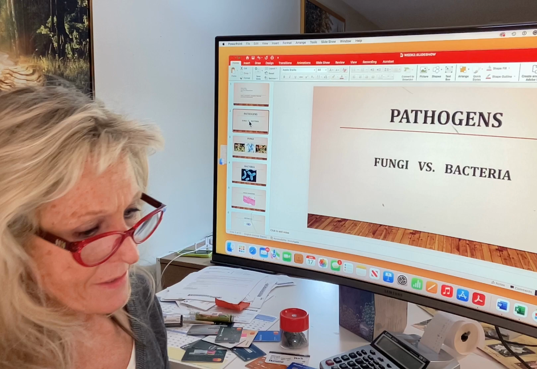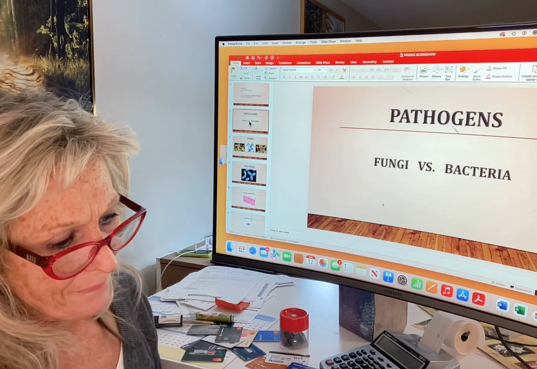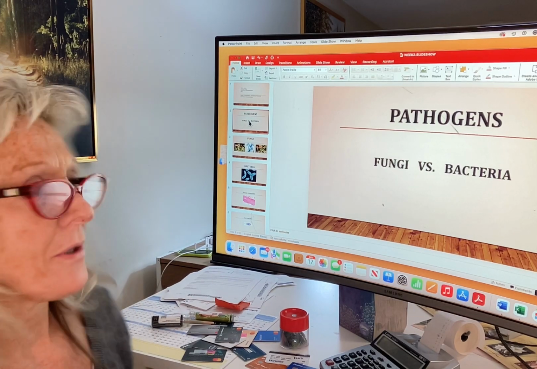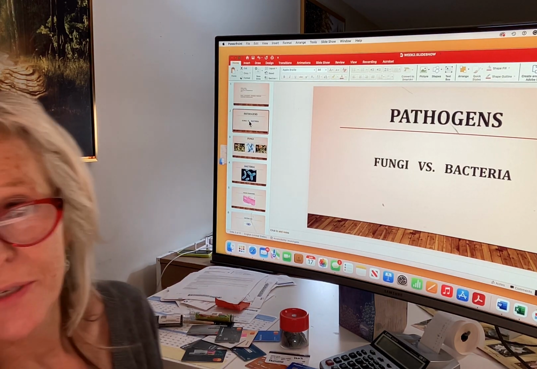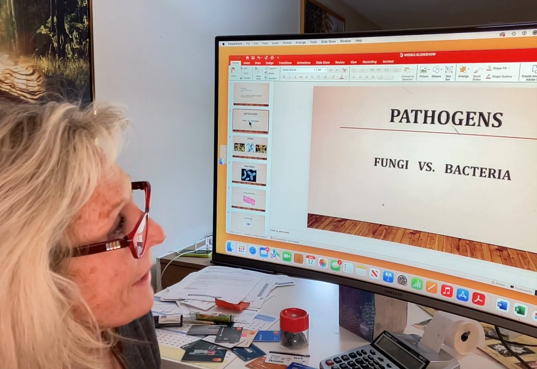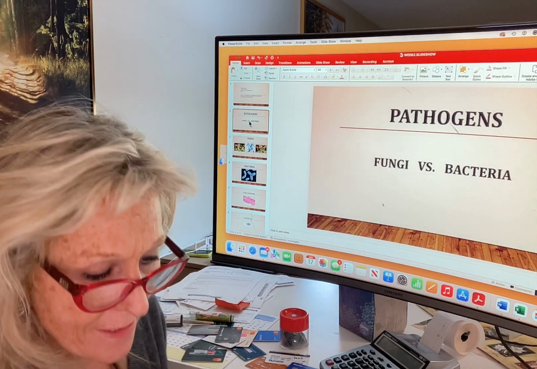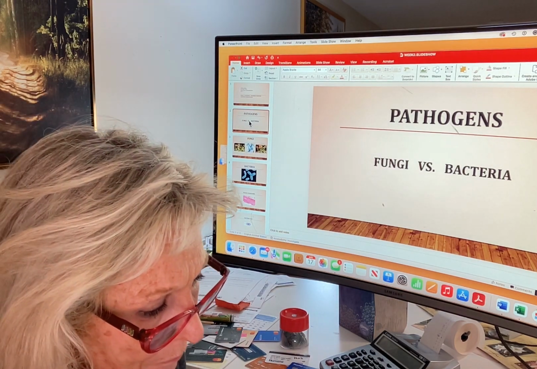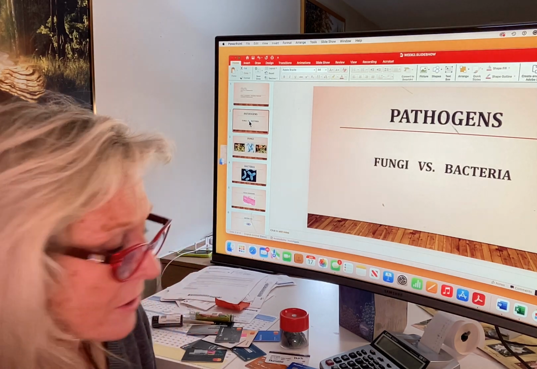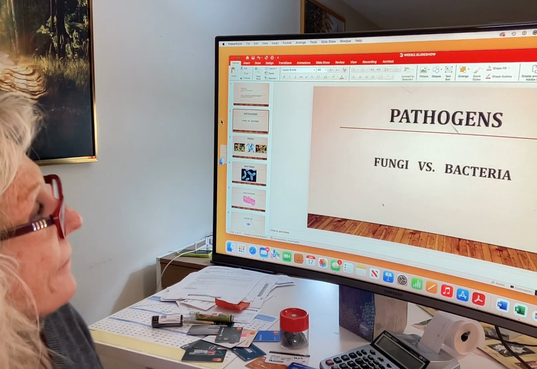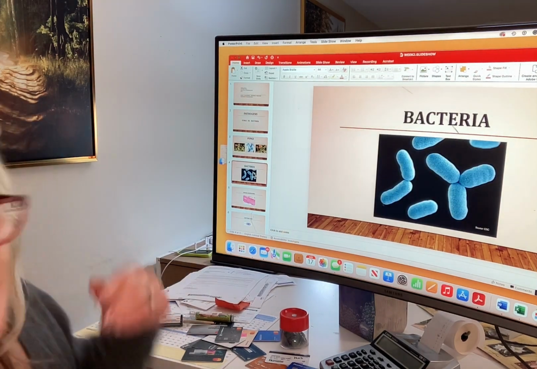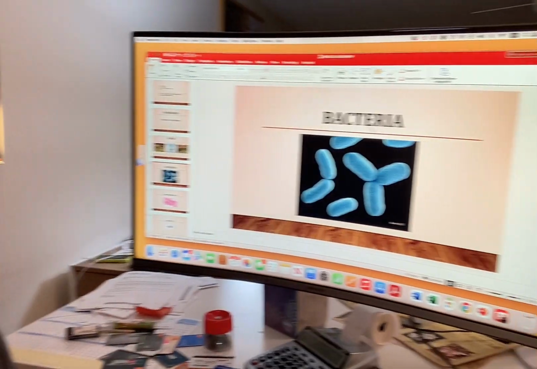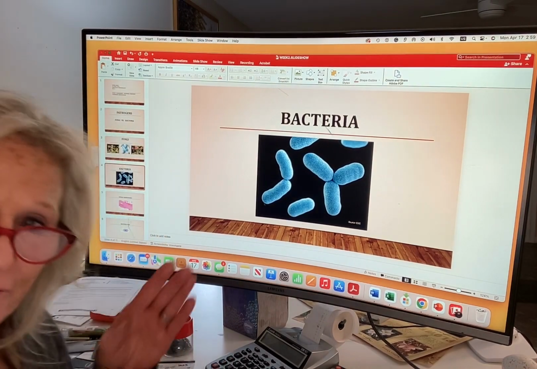You asked for patterns that were similar to each other. There's more things that are different between fungi and bacteria. There are some similarities, but the particular traits that you wanted us to identify between fungi and bacteria, can you see that very well? I don't know how to fit in there.